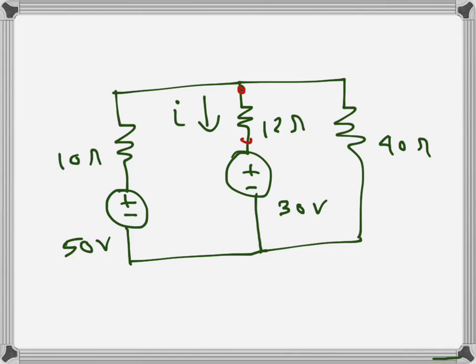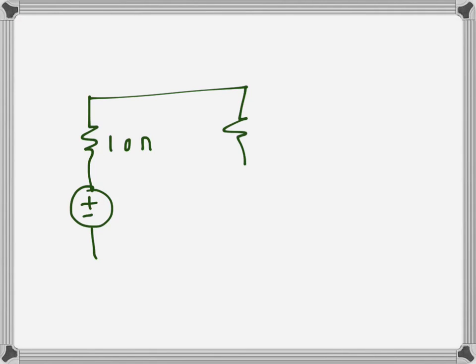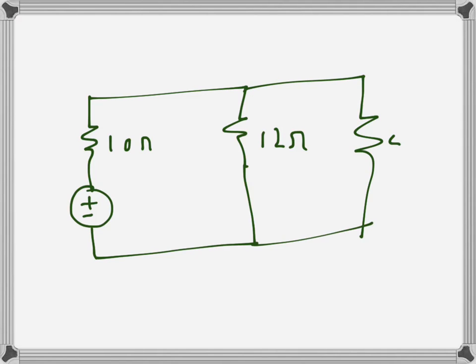First I will consider the 50 volt voltage source. So the circuit will become like this, 50 volts. This one was 10 ohms, and then we had 12 ohms there, and this will be shorted out, and then we have the 40 ohms there, and this is 50 volts. So we need to find I. First we will find IS. Let's call this current IS.